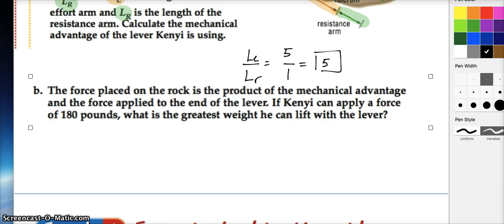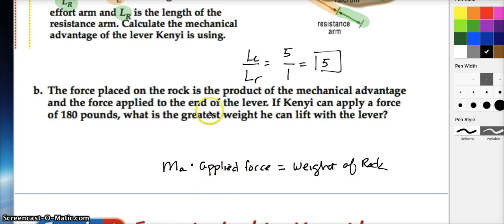Okay, so this is kind of cool. What I got from that statement was that the mechanical advantage times the applied force is equal to the weight of the rock. That part is implied, so it's going to be the force that's going to be placed on the weight of this rock, and so I'm going to set them equal to one another. So let's see what's the heaviest rock that Kenyi can deal with.